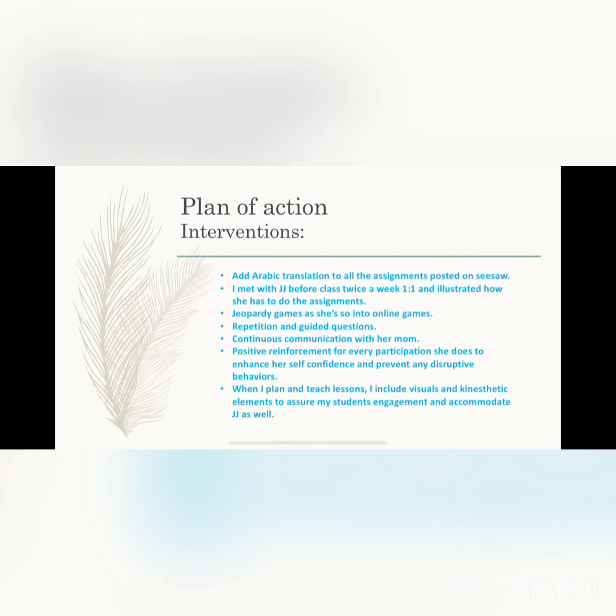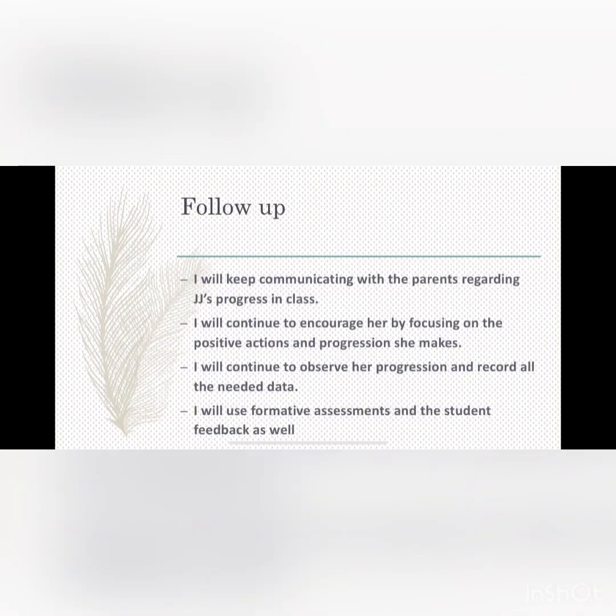I am communicating with her mom every single day, using positive reinforcement for every participation she does, just so that she's more self-confident and to prevent any of the disruptive behaviors with the silly faces that she used to do. When I plan and teach my lessons, I include a lot of visuals and kinesthetic elements to assure that my students are all engaged and to accommodate JJ at the same time. Apparently, these interventions are helping JJ out as the number of silly faces she used to do is less now.